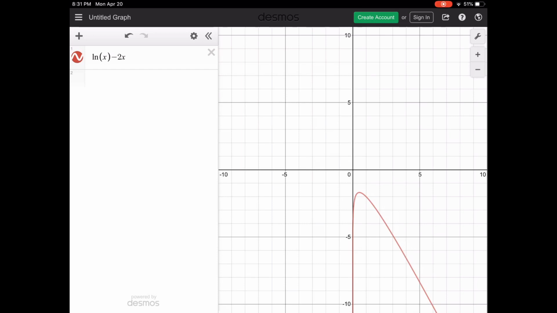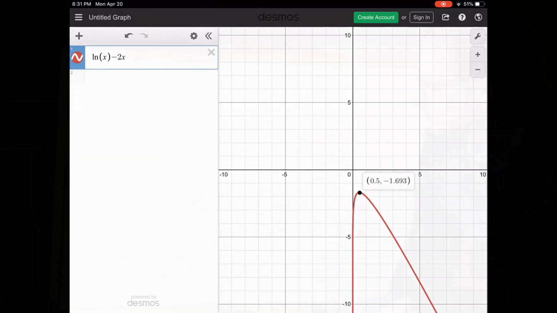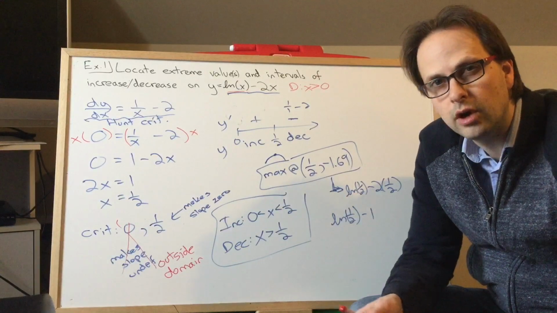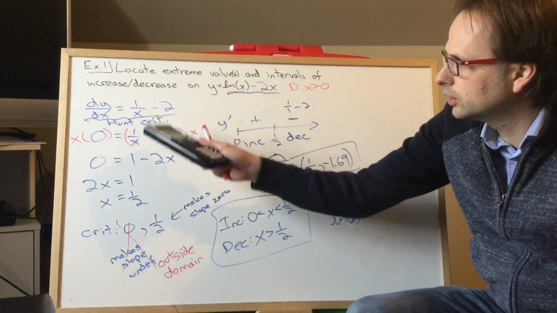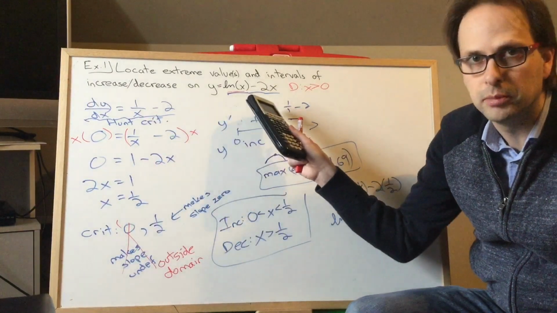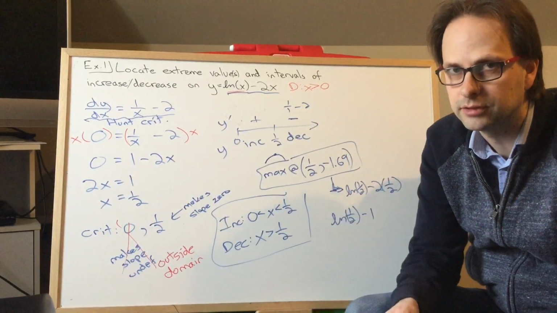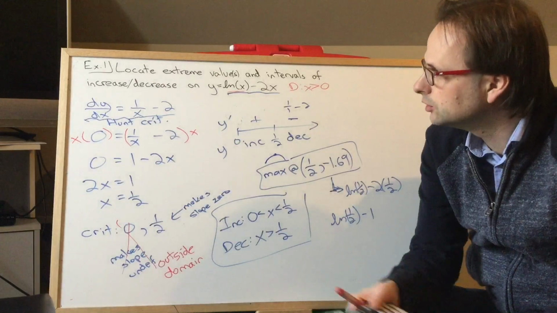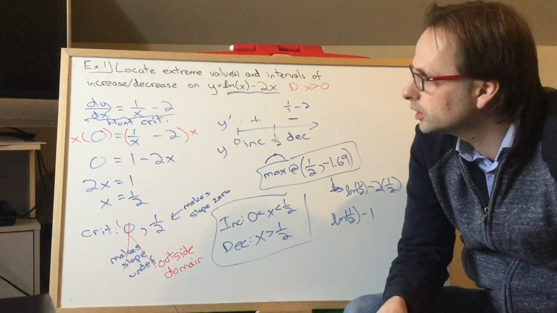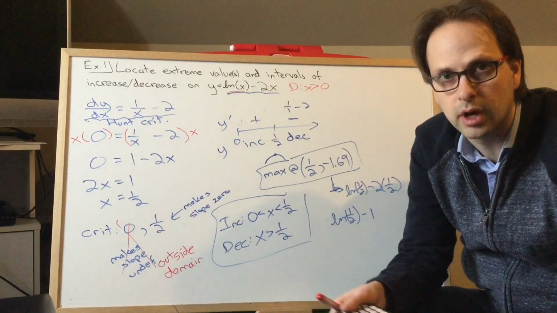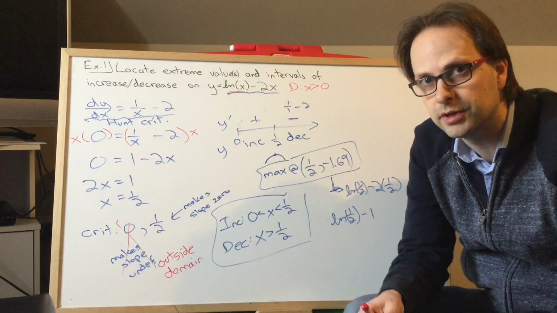There's our graph, and as expected, we've got a maximum at 0.5, negative 1.69. We know that our result is correct here. It was a little more of a pain to find the critical value in this non-polynomial function than it was, say, in the last lesson. But all we had to do was set the derivative equal to 0 to hunt it down. Now, we're going to do a couple more examples that involve more complicated functions at the end of the video.